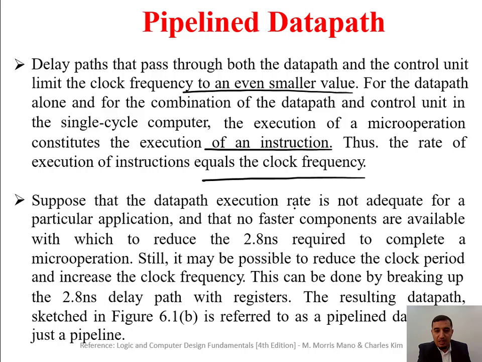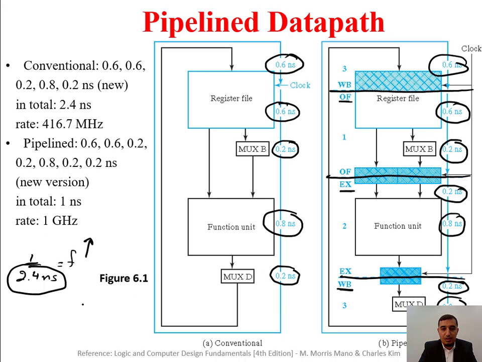Now suppose that the data path rate is not adequate for a particular application, meaning that the data path frequency is too low and we want a faster frequency, and that there are no faster components available which will reduce the delay below the 2.8 nanoseconds required to complete the micro instruction. Still, it may be possible to increase the frequency by breaking up the 2.8 nanosecond delay path into smaller cycles, which are these cycles over here.